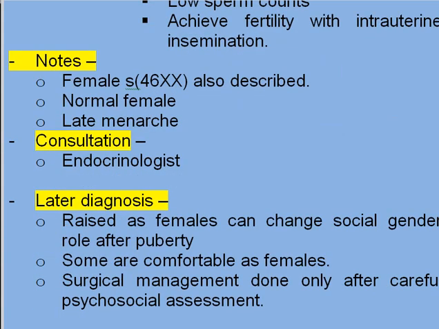Some kids are not diagnosed early and they are raised as female and then they can change their social gender role after puberty. Some are comfortable as females. Surgical management is done only after careful psychosocial assessment. So this is a social emergency when the child is born. Everyone is asking क्या पैदा हुआ है, कौन पैदा हुआ है, लड़का है लड़की. So this is a social emergency and a very important topic.